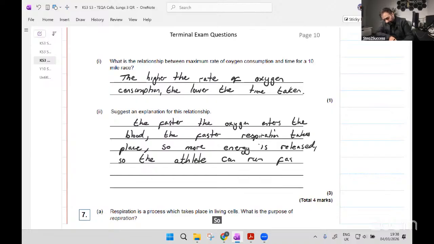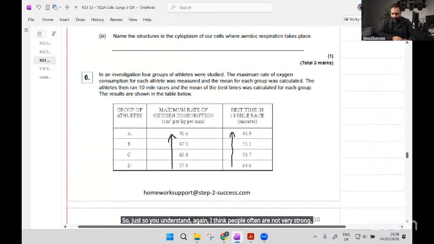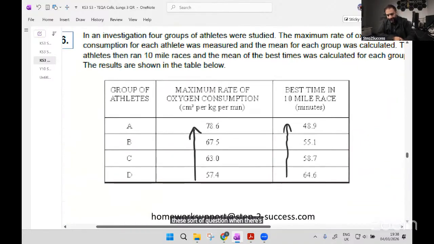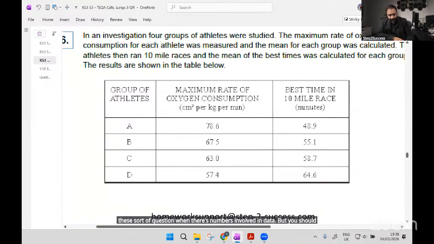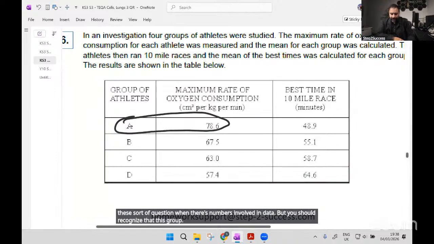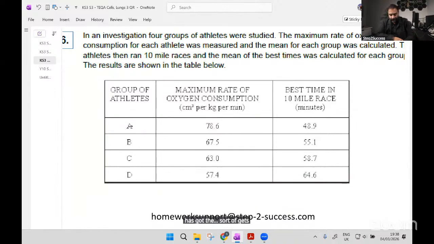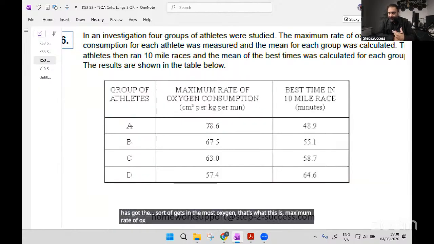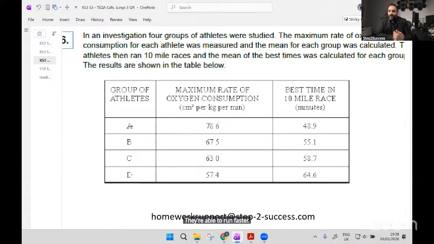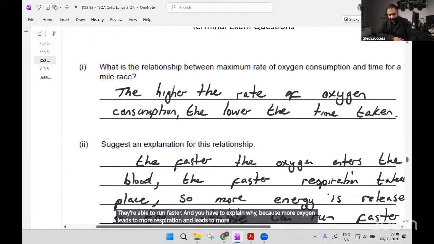So just so you understand, again, I think people often are not very strong at these sort of questions when there's numbers involved and data. But you should recognize that this group gets in the most oxygen. That's what maximum rate of oxygen consumption is, how quickly they can get oxygen into their body. And if they can do it quicker, so more can get in, they're able to run faster. And you have to explain why, because more oxygen leads to more respiration, that leads to more energy being released.